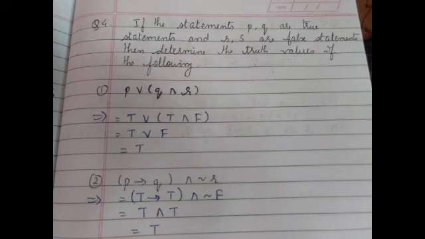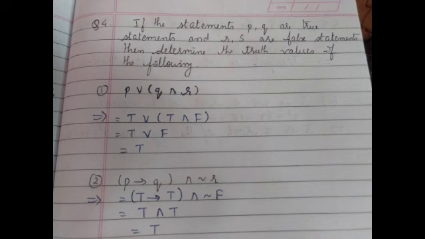Next question, question number 4. If the statements P, Q are true statements and R, S are false statements, then determine the truth value of the following. It means that wherever P and Q are given, we have to replace them by T, and we have to replace R and S by F. So the first example is P or (Q and R). Here P is T, so T or (Q replaced by T, and R replaced by F), so T or (T and F).